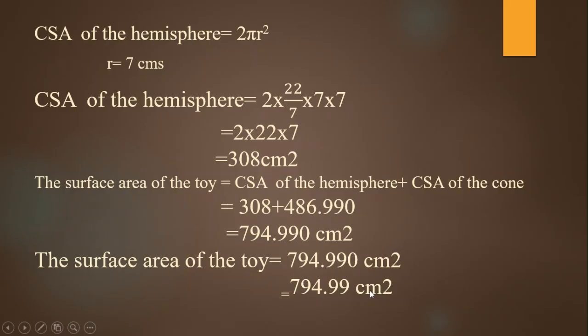They have asked to find the answer up to two decimals only. That's why, of course, obviously a zero is there, so we can write simply 794.99 square centimeters. The total surface area of the toy is nothing but 794.99 square centimeters. I hope you understood.